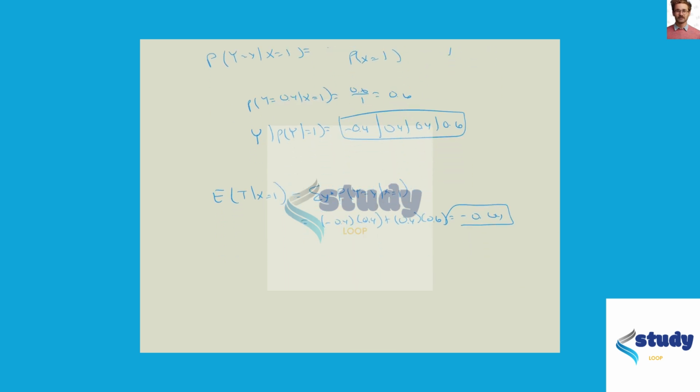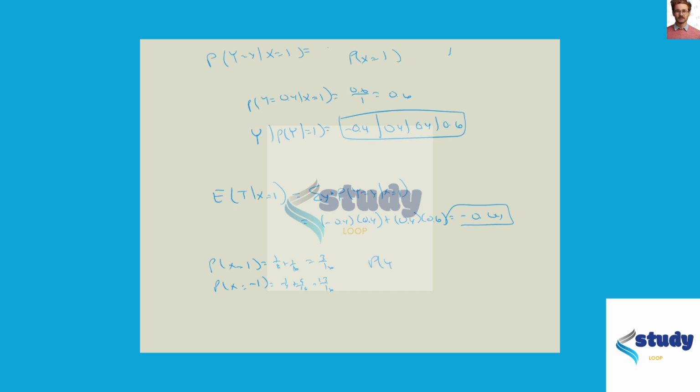Are they independent? We need to see if the joint probability distribution can be written as a product of the marginal probability distributions, and if this is true, then they're independent. So the probability that x is equal to 1 is going to be 1/8 plus 1/16, which is 3/16. The probability that x is equal to negative 1 is 1/4 plus 9/16, which is 13/16.